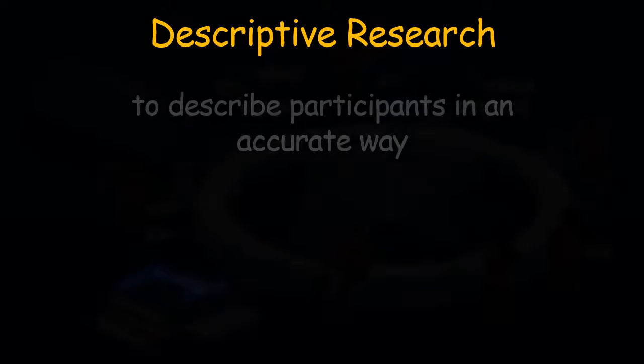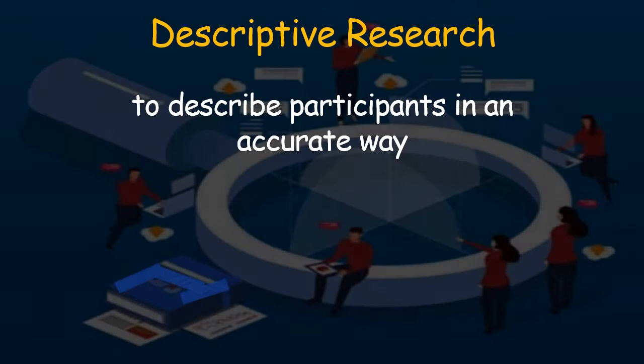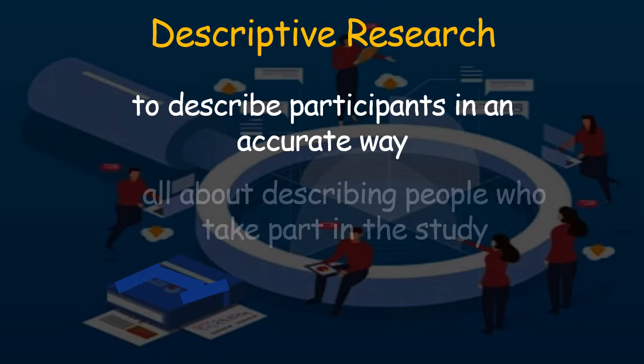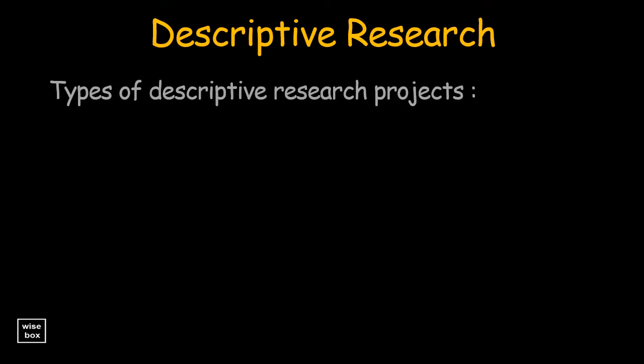Descriptive research is a study designed to depict, or describe systematically, the facts and characteristics of a given population, participants, or area of interest in an accurate way. More simply put, descriptive research is all about describing the people who take part in the study. There are three ways a researcher can go about doing a descriptive research project.